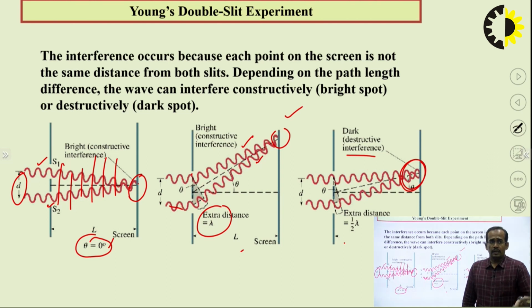depending upon the path length difference, the wave can interfere constructively, and if it is constructively interfering, then there will be the bright spot, and if there is a destructive interference, then there will be the dark spot. So, this is all about the constructive and destructive interference and bright and dark spot.